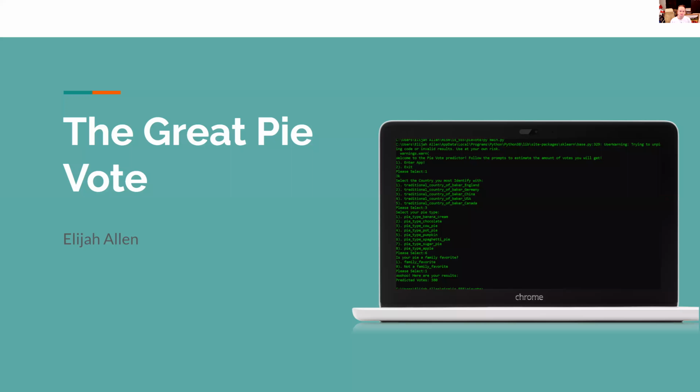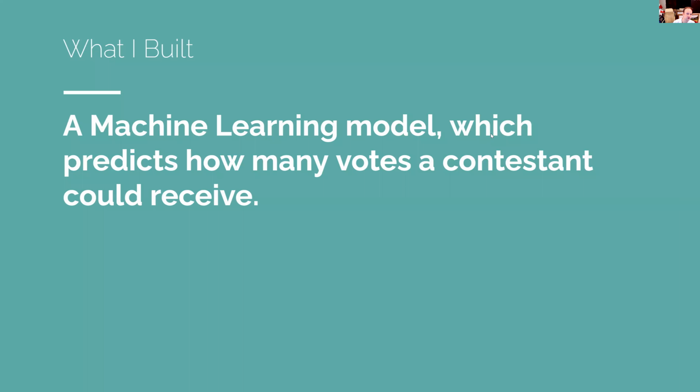Hello. I'm just doing a presentation on what I did for the Do or Die project. It's called the Great Pi Vote. So what did I do? I built a machine learning model which predicts how many votes a contestant could receive on a pie that they're planning on submitting.